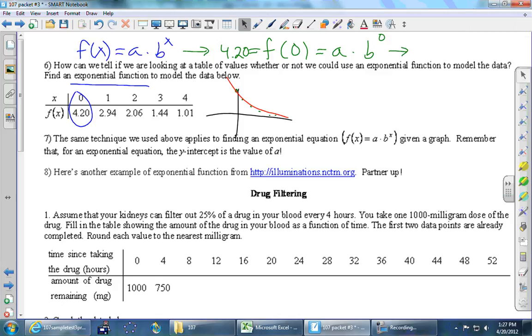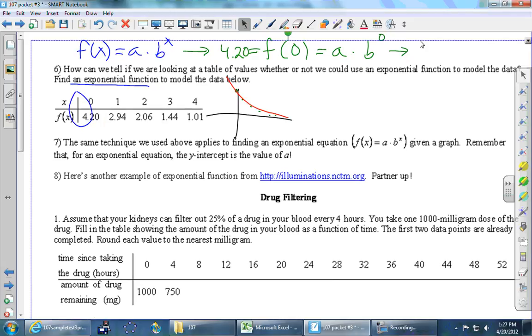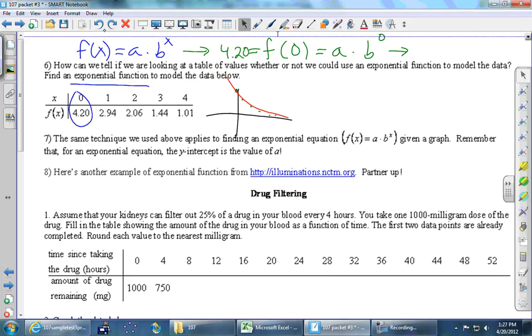Now, something really nice just happened. It feels like there's not enough: one equation with two unknowns, a and b. But how much is b to the 0, no matter what value b has? It's always 1. Any number to the 0 is 1. So this equation becomes 4.2 equals a. Super. We just found a.